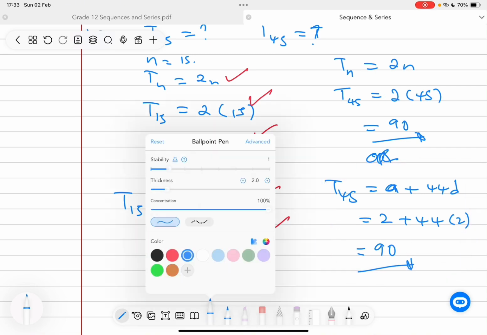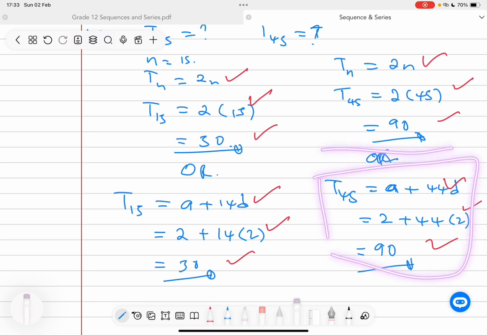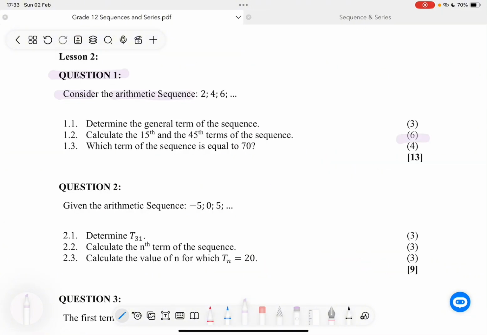Again, our 6 marks will be given from the fact that each method here will give you 3 marks. Each method here will give us 3 marks, and the 3 from this one and 3 from this one will give you the total of 6.